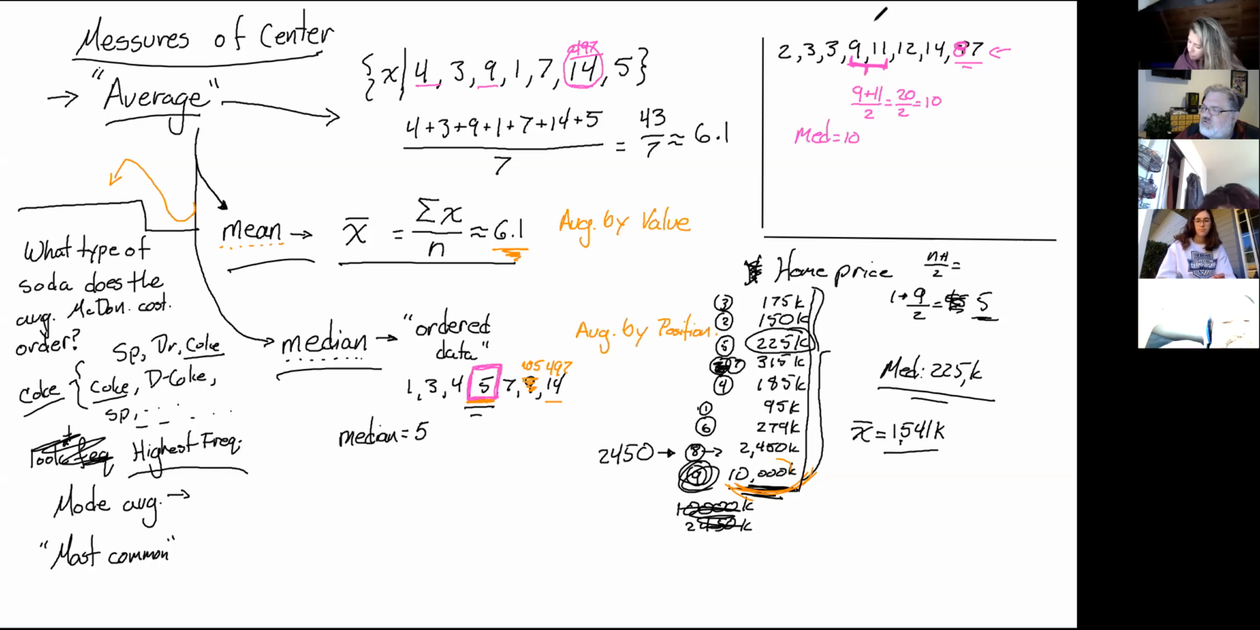Before I let you go, there's one more thing I want to mention. We refer to descriptive statistics like median as being resistant.